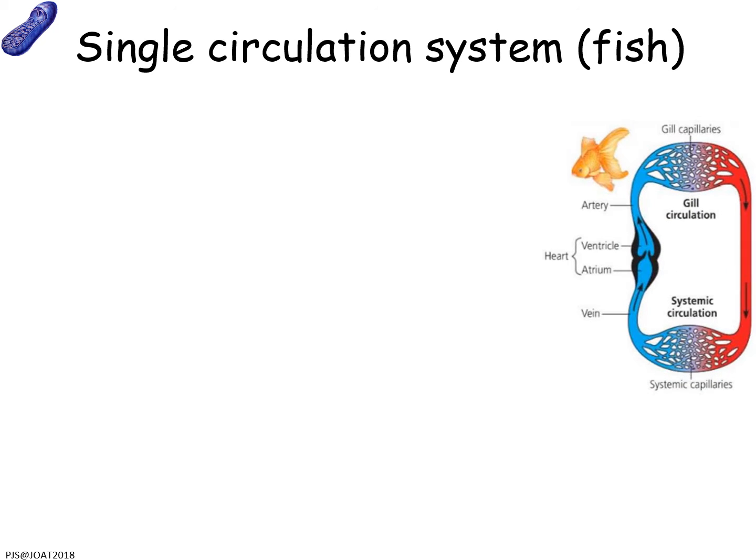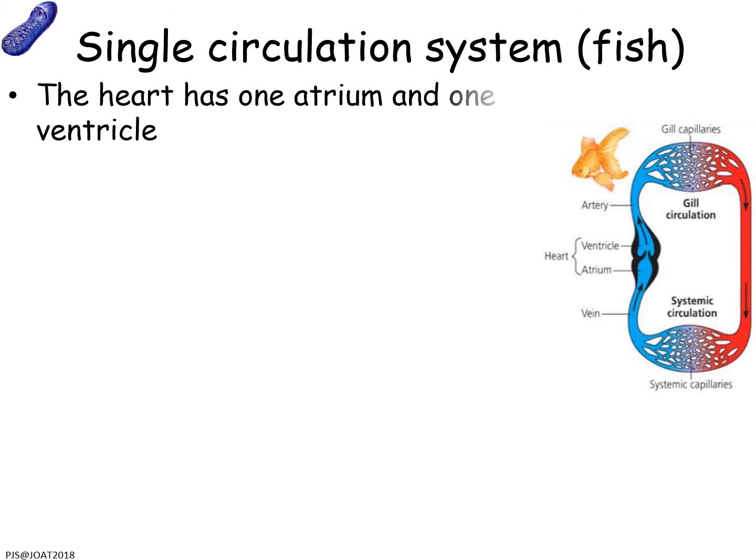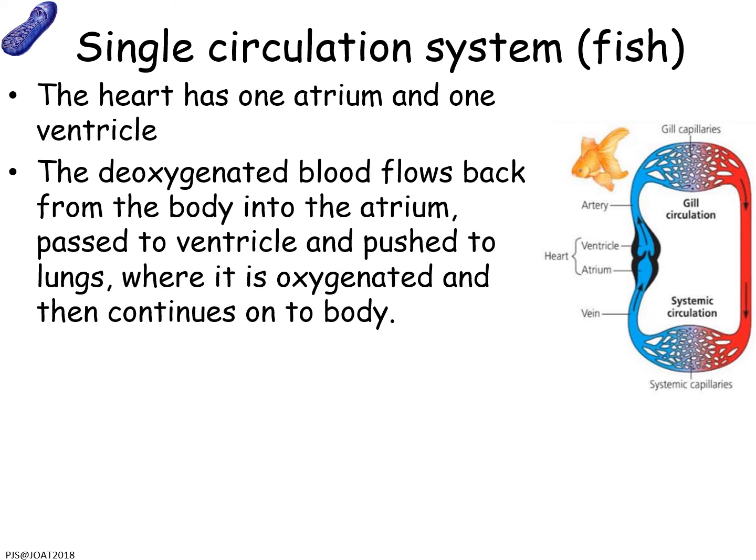Right, so let's start with the singles. We're looking at fish as the best example of this. What we have is really simple: one atrium and one ventricle. Deoxygenated blood comes back from the body into the atrium, which is always what an atrium does. It just collects a kind of pool of blood, which is then pushed into the ventricle, and then the ventricle does a hefty push to shove it round with enough pressure to get around the whole of the body.